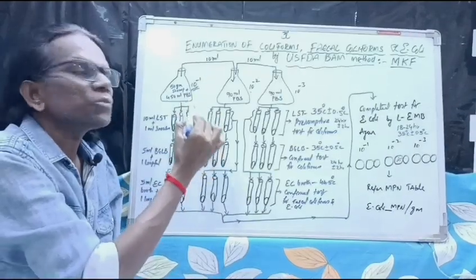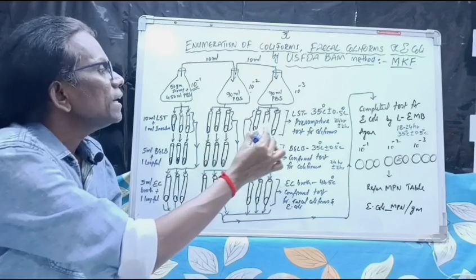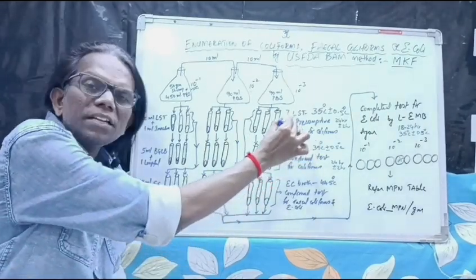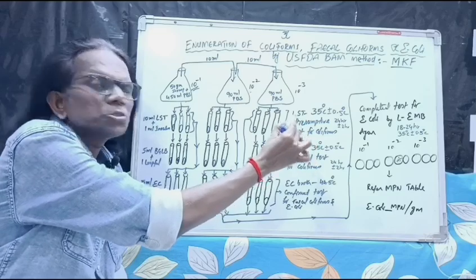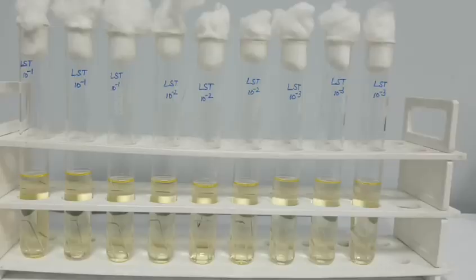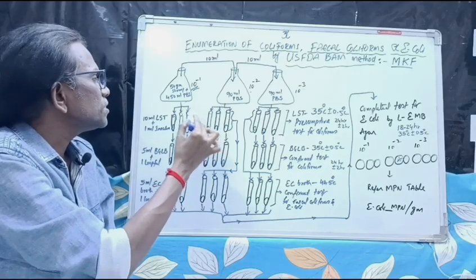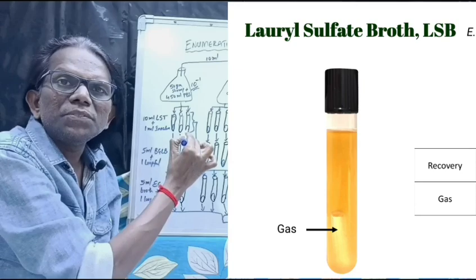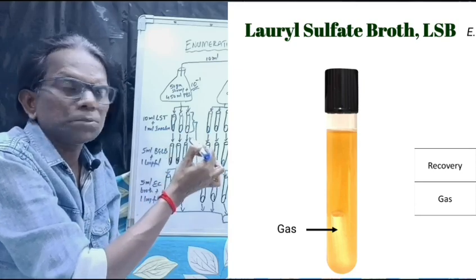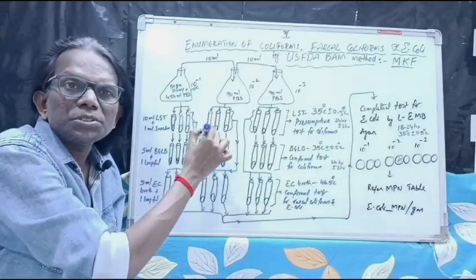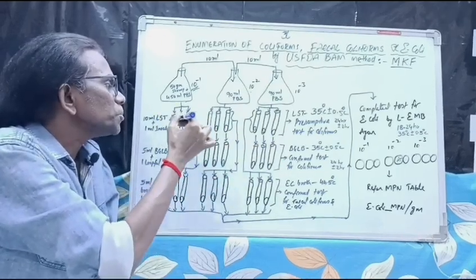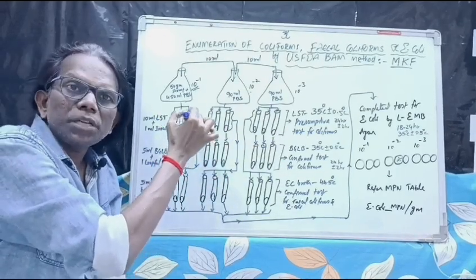After that, take 9 LST tubes. LST means lauryl tryptose broth. LST contains lactose, and coliforms are lactose fermenting bacteria. So take 9 test tubes of LST broth. Each test tube is filled with 10 ml of LST broth with a Durham tube, which we keep in an inverted position. Each test tube of sterilized LST contains 10 ml of LST with a Durham tube.